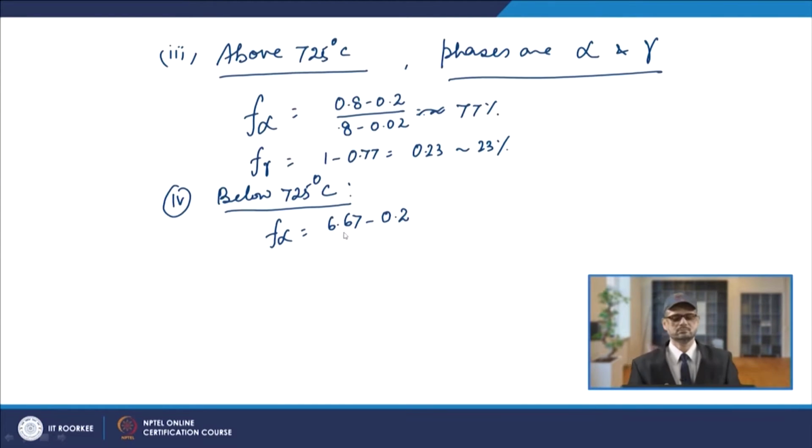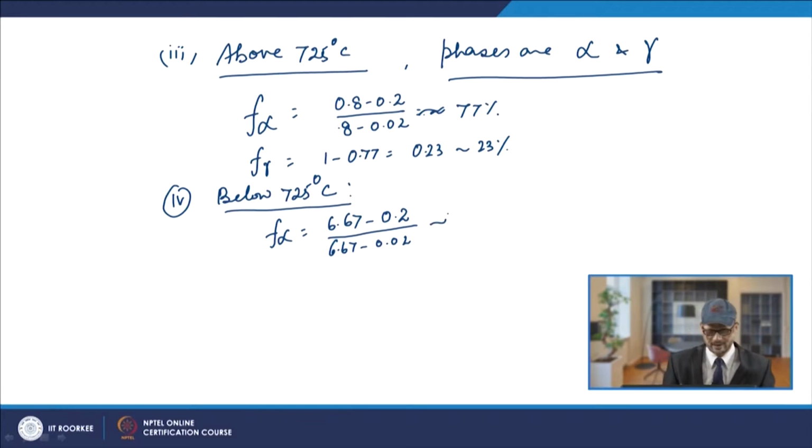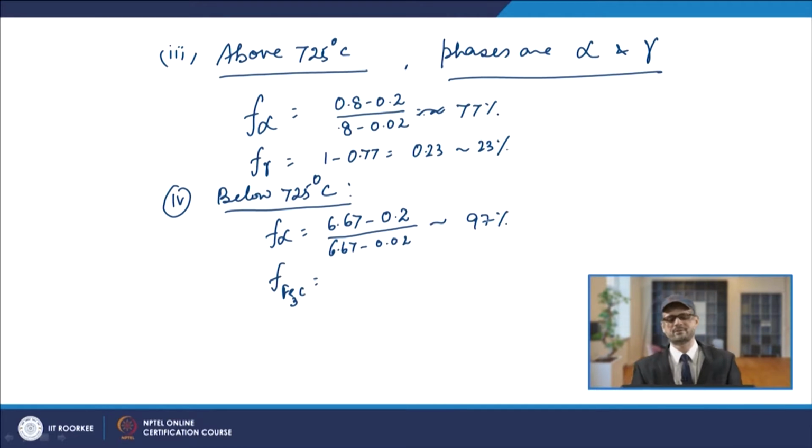So, 6.67 minus 0.2, and then you divide it by 6.67 minus 0.02. If you take this value, it will be close to 97%. So, the rest will be Fe3C, and if alpha is 97%, then Fe3C will be 0.03, that is 3%. So, this way you can calculate the values of these different phases.